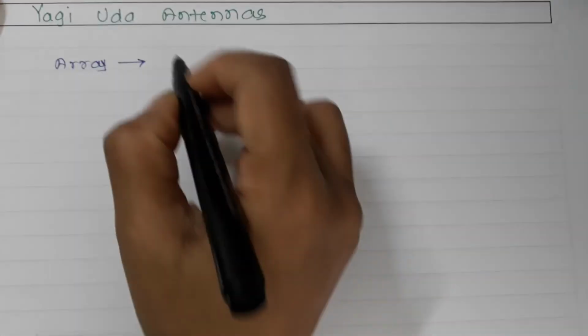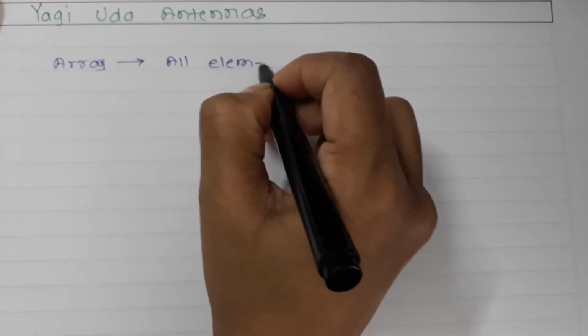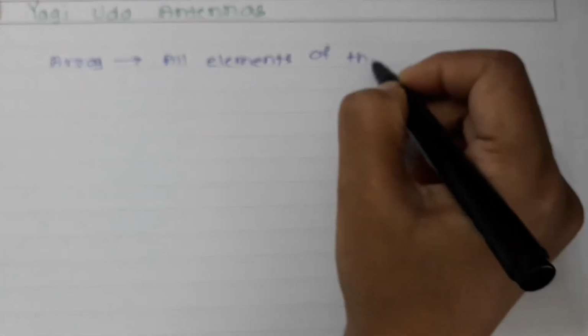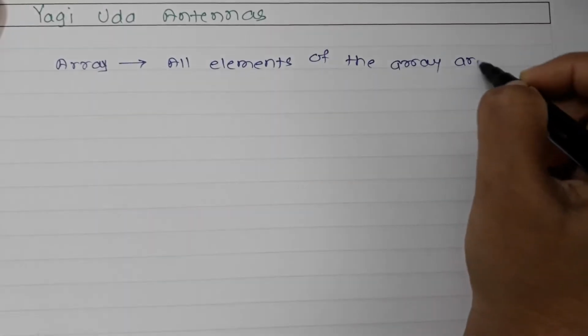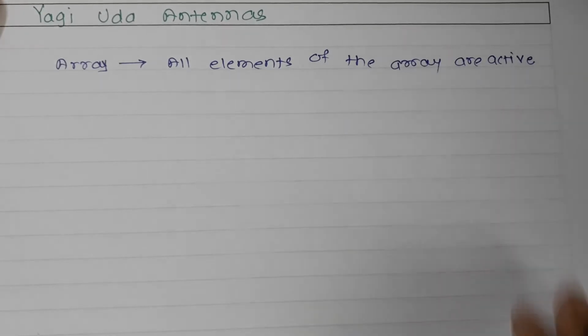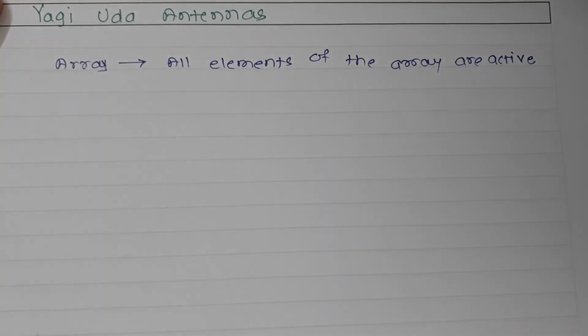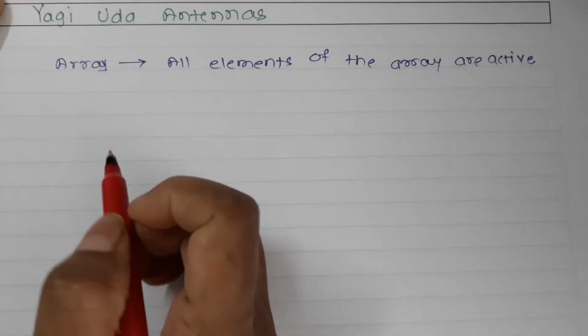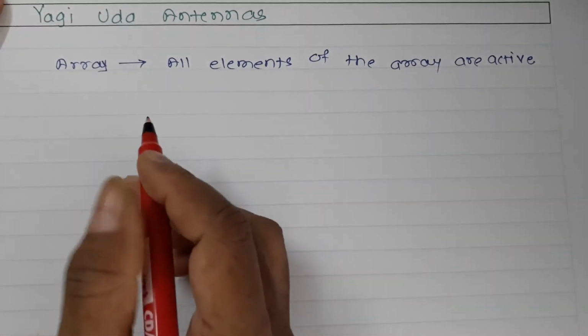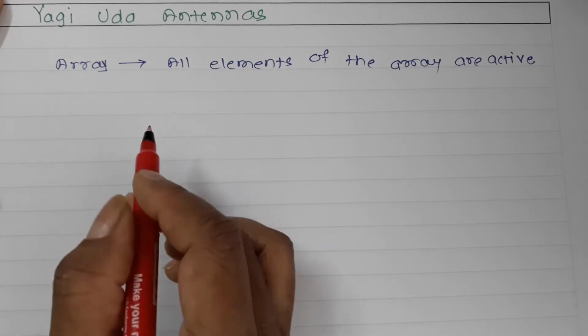but here all elements of the array are active because you are giving feed to each and every element. What will happen if you need to simplify the feed network? You can give the input or feed to some of the elements, and other elements can be kept as they are. The elements which are not fed directly are called parasite elements, while those fed by the feed network are called active elements.